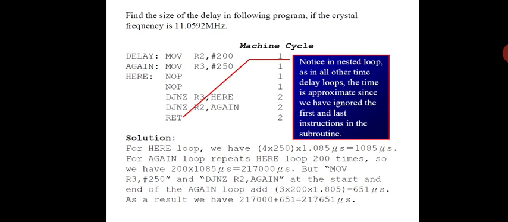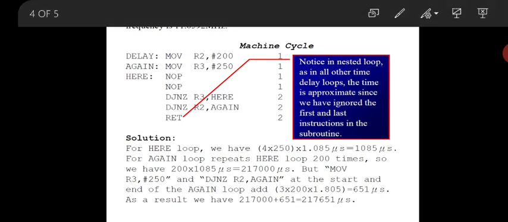Now let us take one more example. Find the size of the delay in the following program if the crystal frequency is 11.0592 megahertz. I hope you can get to know how we do it here. The very first line will be delay. R2 will be copied with 200. Now R3 will be copied with 250. The very next instruction is NOP.